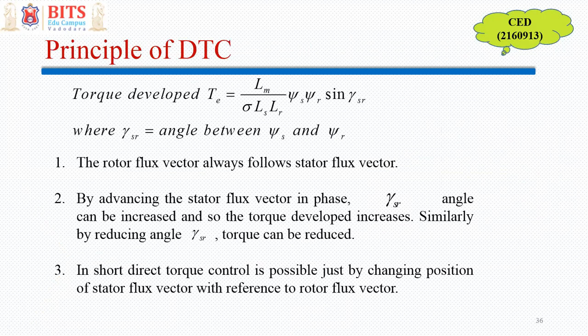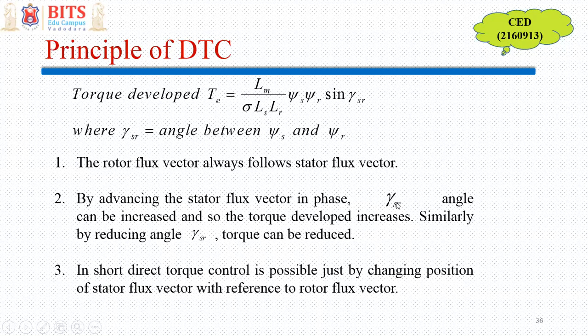So now the direct torque principle tells me that torque is nothing but the interaction of two fluxes, stator flux and rotor flux. Whatever voltage you apply on the stator produces stator flux, and the rotor always follows it. So stator flux is always slightly ahead of the rotor flux, right? And there is an angle between them, called gamma SR, the angle between stator flux and rotor flux.